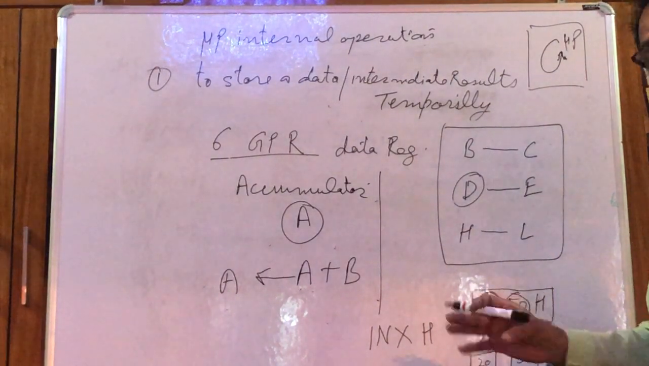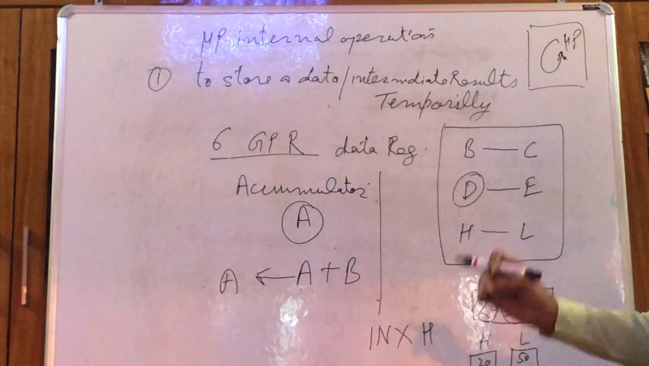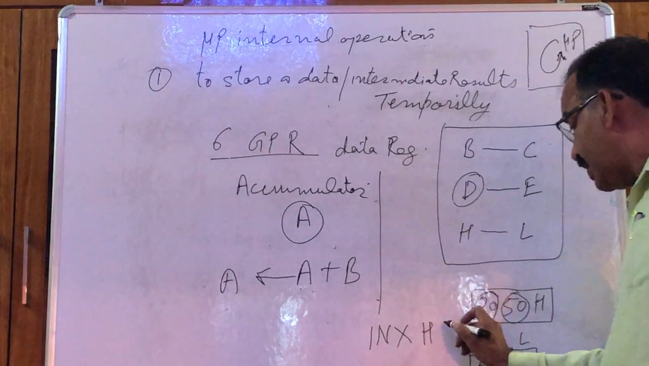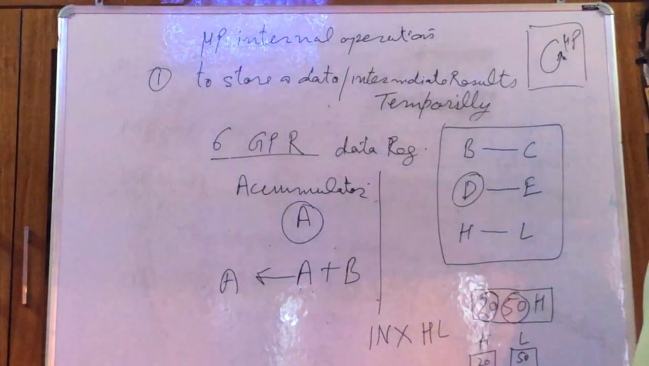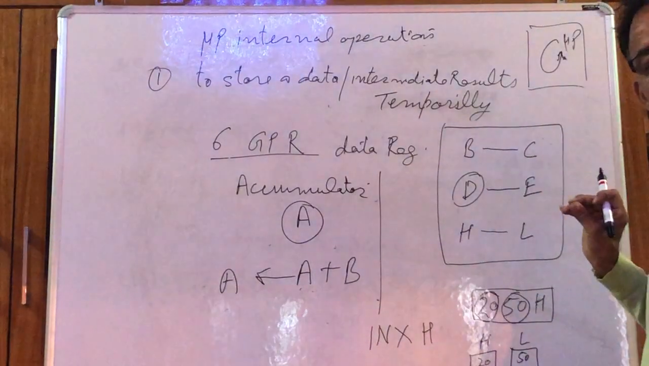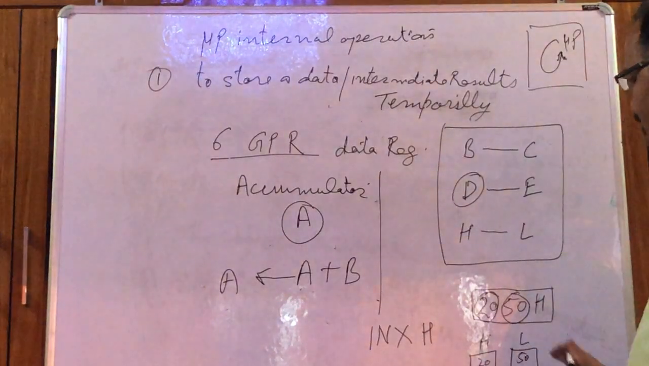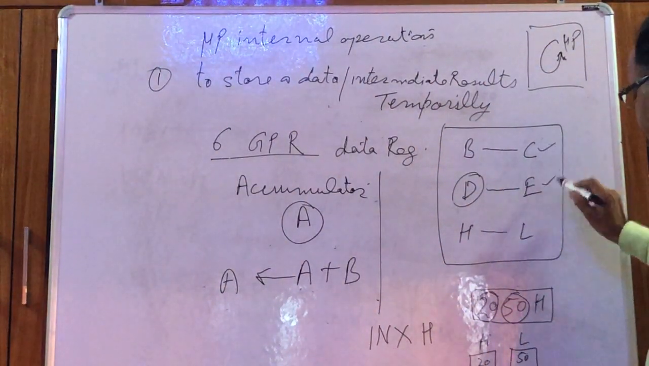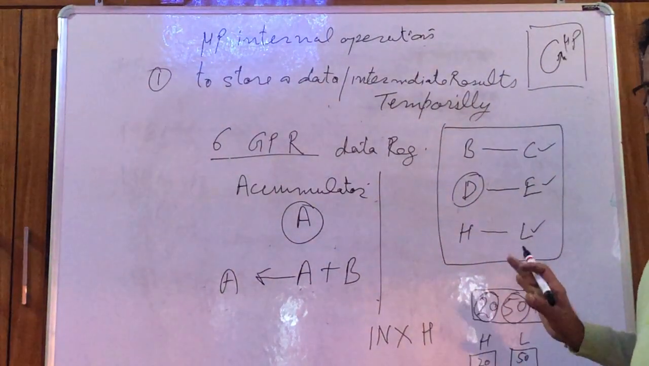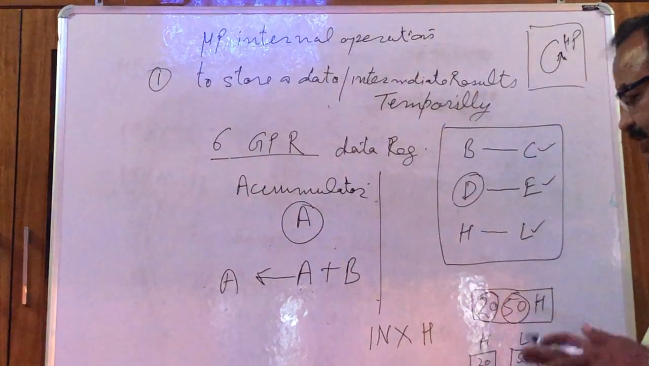The instruction is made to increase the content of the register pair HL. Here we do not mention HL. We simply mention H, the higher order register. L is always implied. So what I mean to say is the C register, the E register and the L register are always implied. They are not mentioned in the instructions.